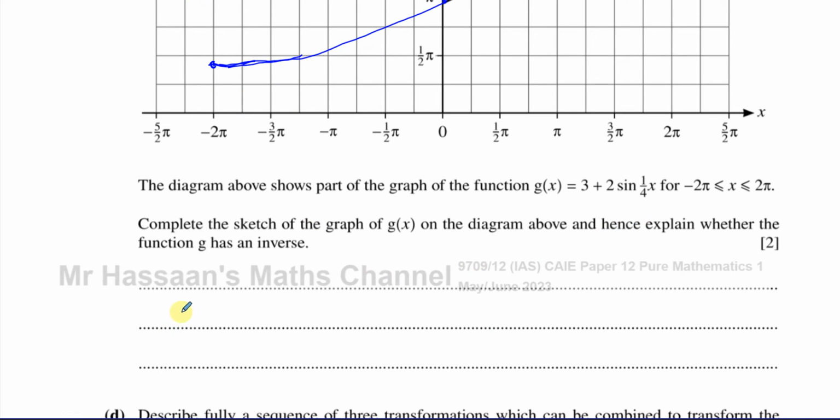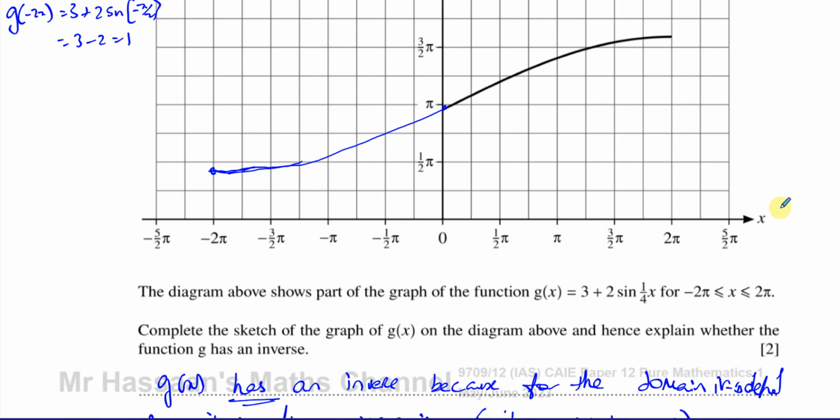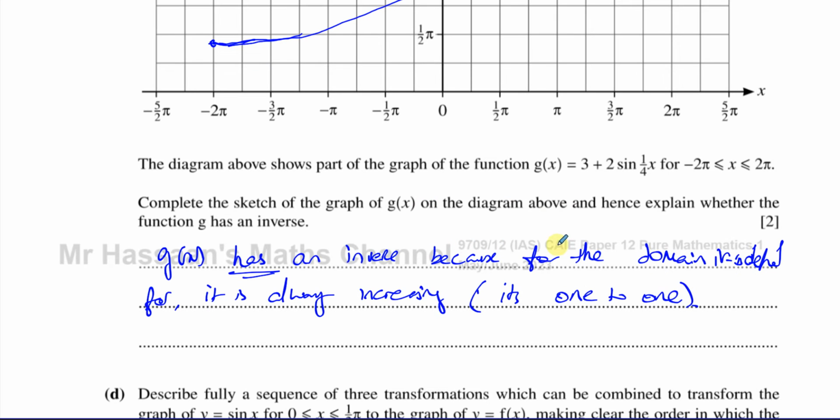So it says, explain whether the function g has an inverse. You say g of x has an inverse because for the domain it is defined for, it is always increasing. Or you can say it is one-to-one. So it has an inverse because it's a one-to-one function for the domain for which it is defined. So there's the answer to part C.